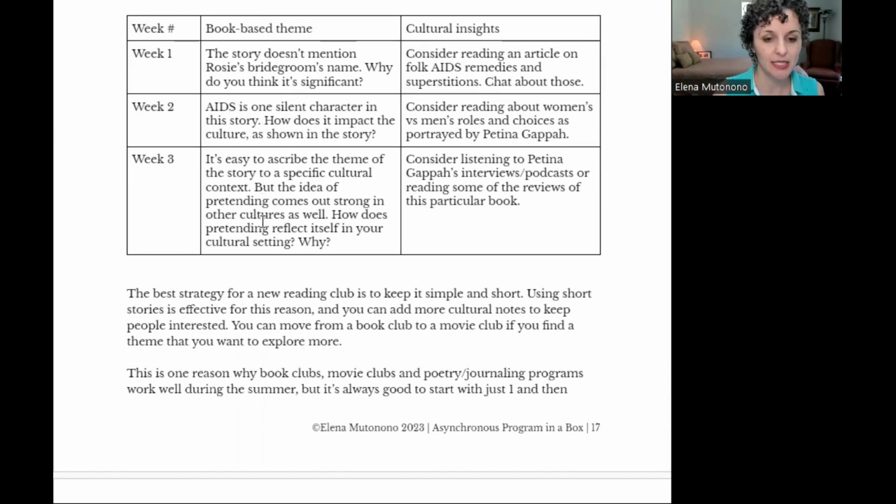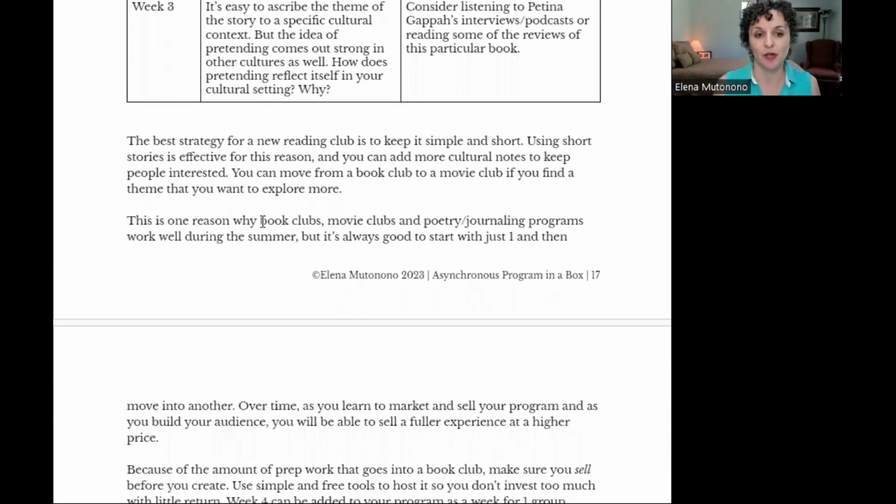So the best strategy for a new reading club is to keep it simple and short, and bringing people together to discuss not just the book, but also the insights from the book, the story, gives this richness and gives a lot of opportunity for your students to interact with the text, which is the whole idea of a reading club. It's not just to read and look at grammar, right? Or write out the unfamiliar vocabulary.